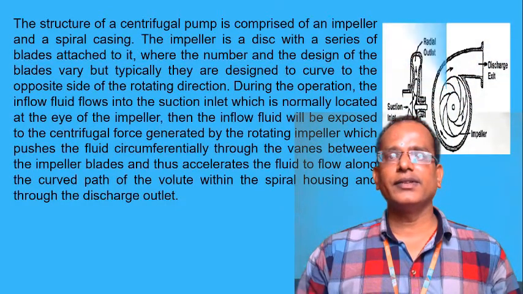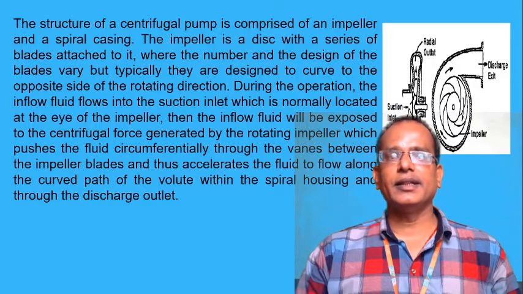So here the centrifugal pump is comprised of an impeller and a spiral casing. The impeller is a disc with a series of blades attached to it, where the number and design of blades vary, but basically they are designed to curve to the opposite side of the rotating direction.